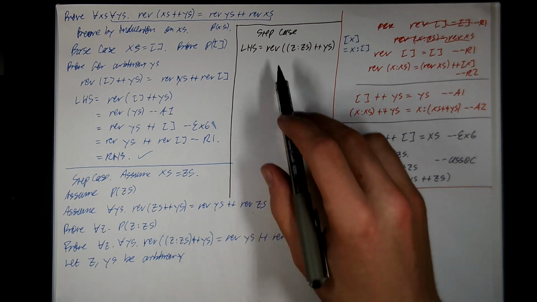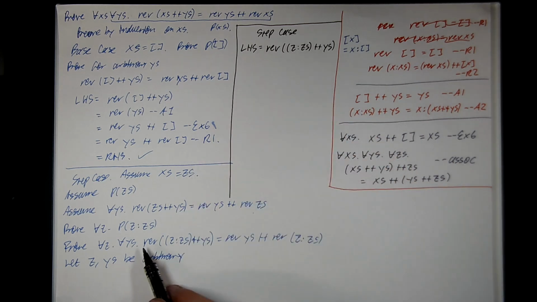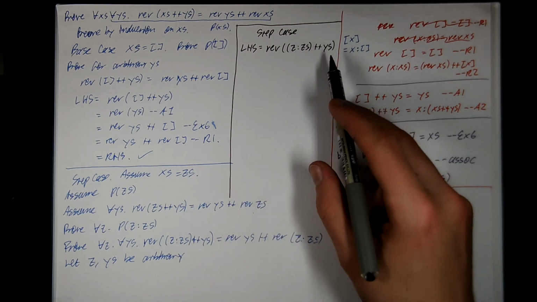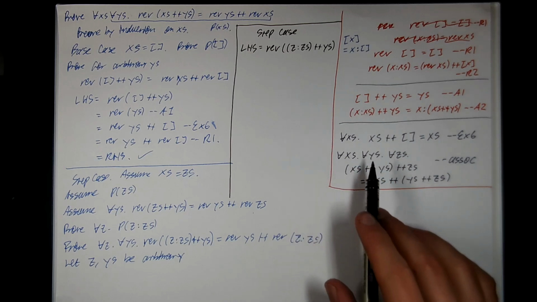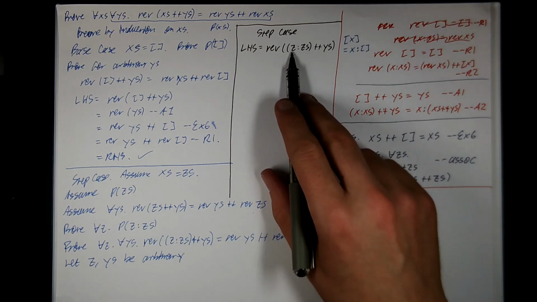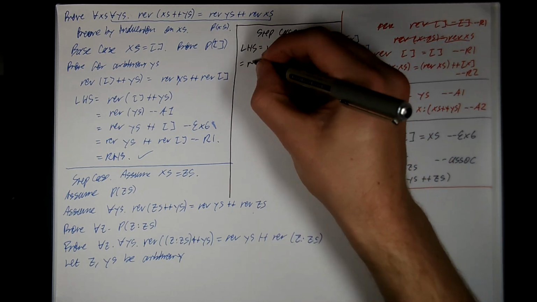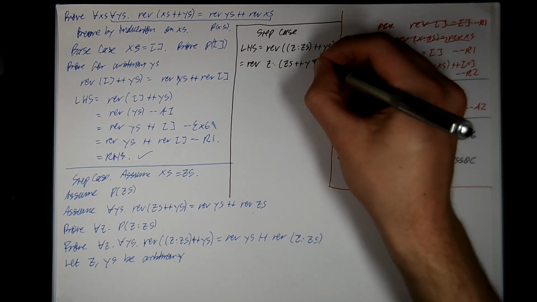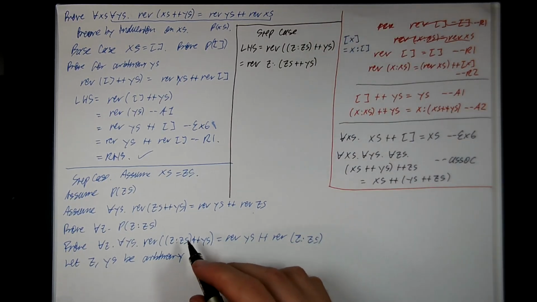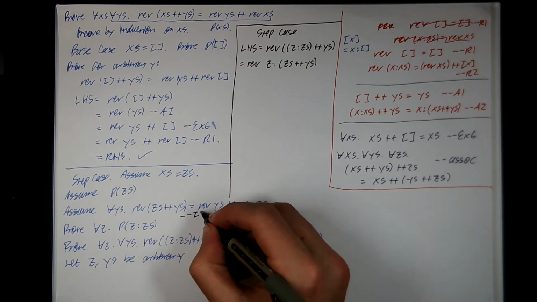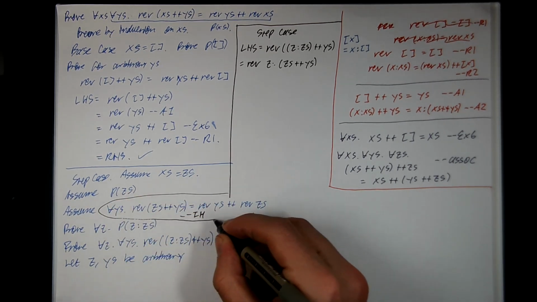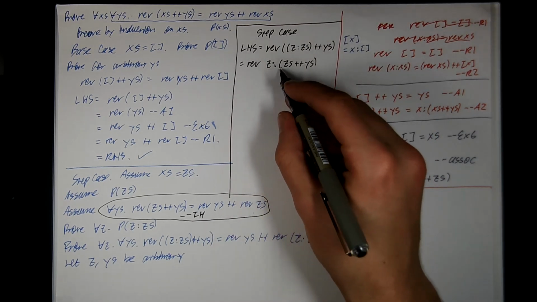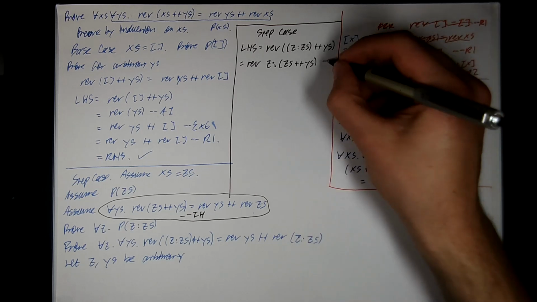We're going to start with the left-hand side for the step case, which is rev of z cons zs concat ys. What can I do from here? I can use the definition of concatenation to take the z out the front of the concatenation. This is equal to rev applied to z cons zs concat ys. And once again, I've forgotten to notate my inductive hypothesis, which is here. This is my assumption, denoted by IH for inductive hypothesis. So where were we? I have rev of z cons zs concat ys by rule A2.